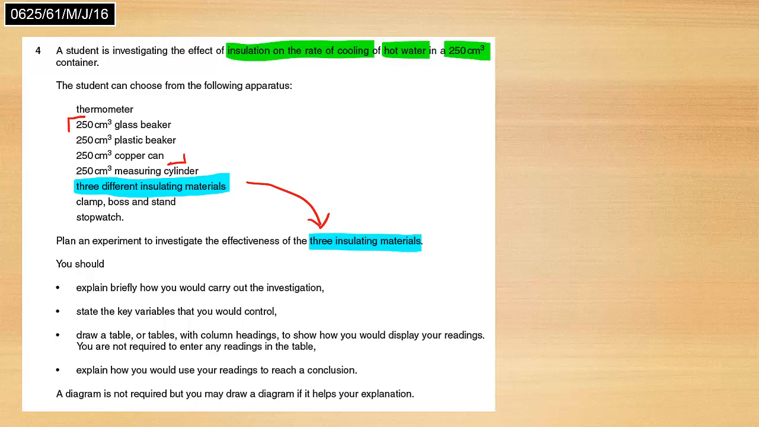If you look at the question, it asks you to plan an experiment to investigate three different insulating materials. Remember, it's the insulating materials that you add on, but not the beaker itself. One of the tricks here is that you should choose only one of the containers, but not three of them. Of course, you can repeat for three different materials on three different kinds of container, and you can compare with that as well. But I would say just getting one container will be good enough here.